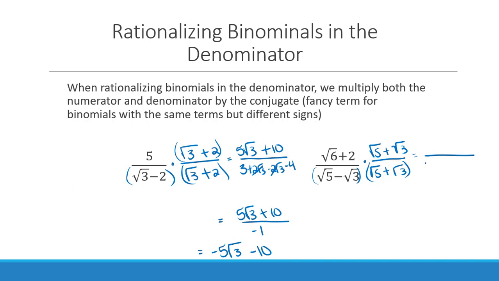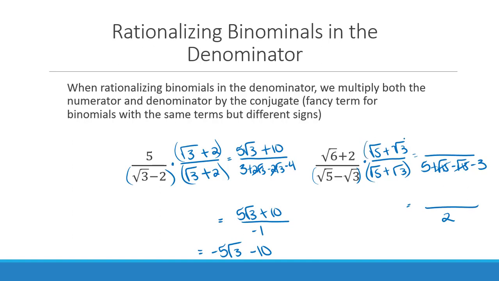Square root of 5 times square root of 5 is just 5. Square root of 5 times square root of 3 is the square root of 15. Negative square root of 3 times square root of 5 is negative square root of 15. And then negative square root of 3 times the square root of 3 would just be minus 3. So my denominator, those would cancel, and then 5 minus 3 is just going to give me 2.